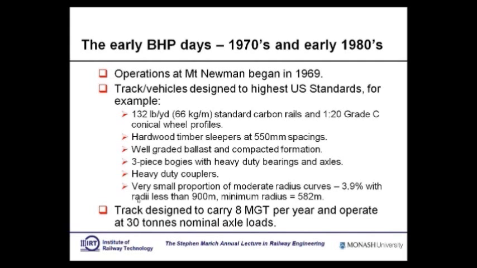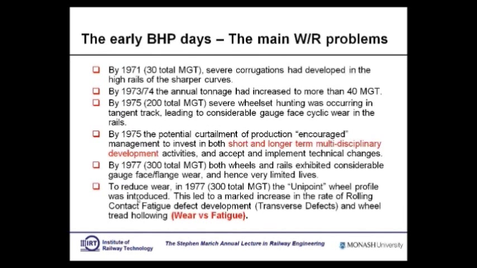Now, initially the track was designed for 8 million gross tons a year. Please keep that in mind, 8 million gross tons per year. That was achieved in the first 6 months, by the way, but I'll talk about that a little bit later. So that was the design. What happened in relation to the wheel rail problems?